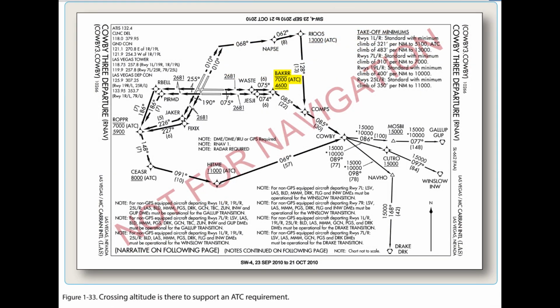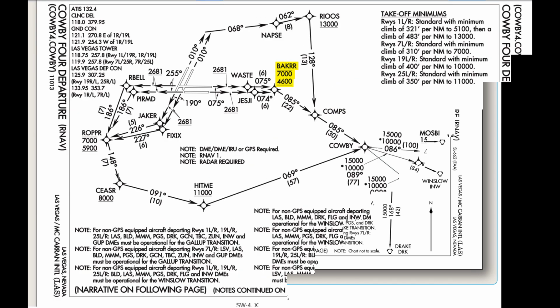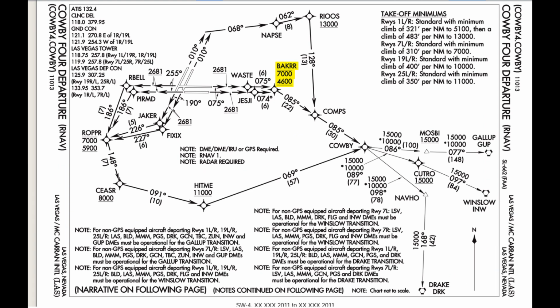Some SIDs may still have ATC adjacent to a crossing altitude as shown in Figure 1-33, which implies that the crossing altitude is there to support an ATC requirement. A new charting standard has begun a process to remove, over a period of time, the ATC annotation. The Cowboy 4 departure, RNAV, shown in Figure 1-34, depicts the new charting standard without ATC annotations.